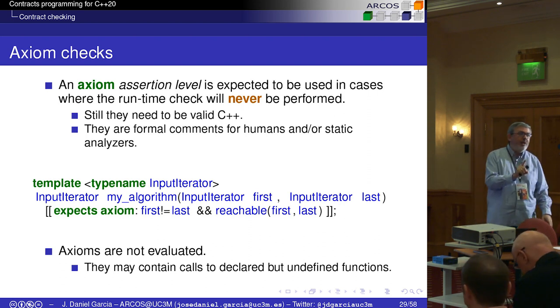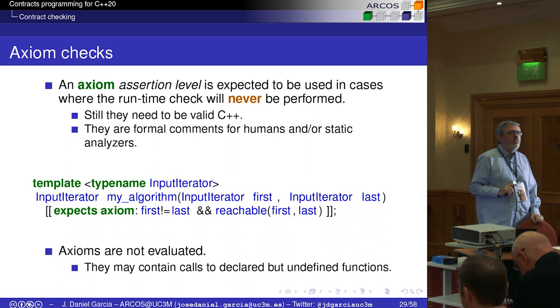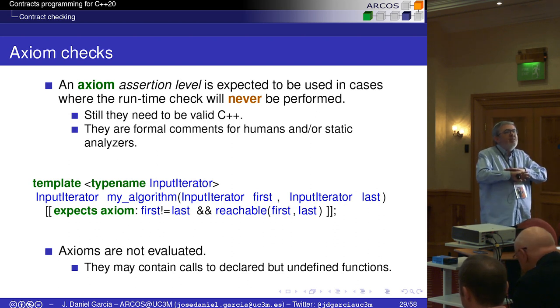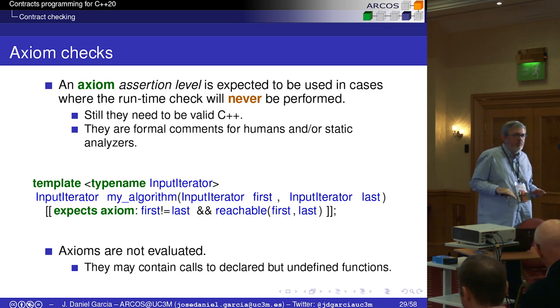No, it's not part of the signature of the function. That is quite important. This is an extra annotation that has nothing to do with the function type. I think the more detailed question is, what if my call of that algorithm uses an input iterator where reachable is not defined? Then you get a compiler error.